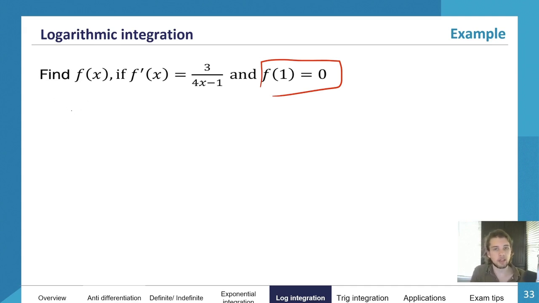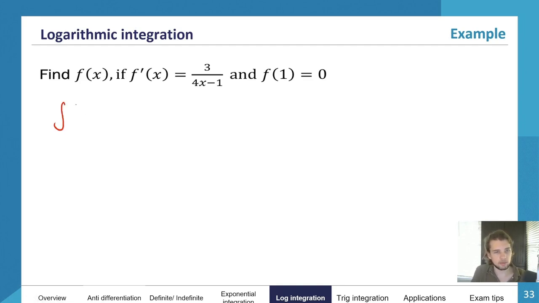Instead of it just representing a whole bunch of possible values and an infinite amount of possible functions, there's only one function for which this is true and for which f(1) is equal to 0, because we're going to have one c value. Okay, so let's prove this.